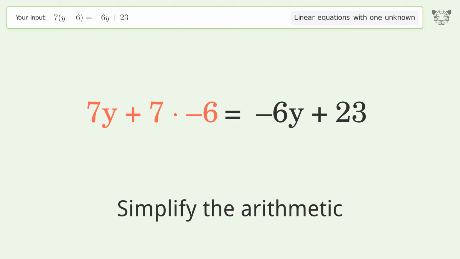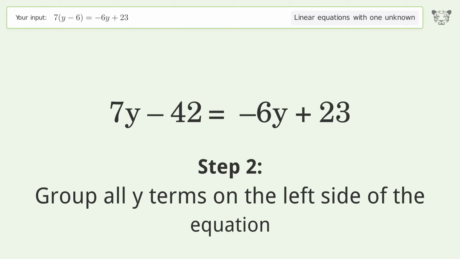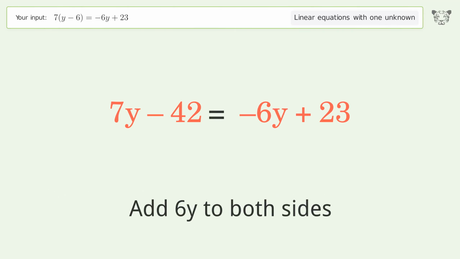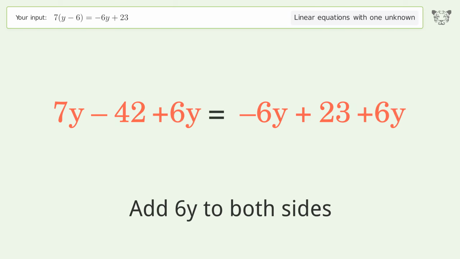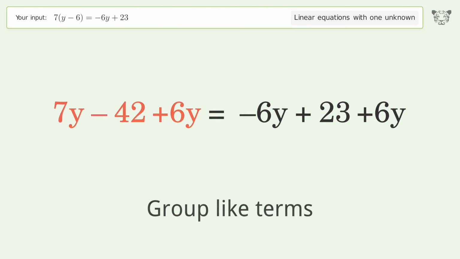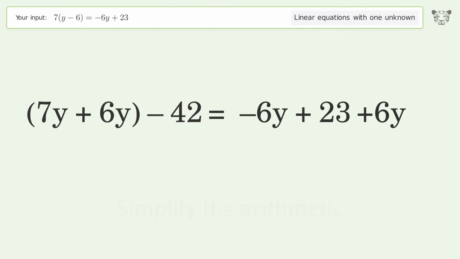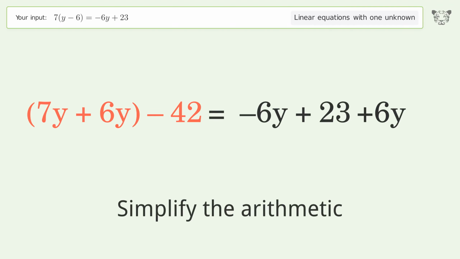Simplify the arithmetic. Group all y terms on the left side of the equation. Add 6y to both sides. Group like terms. Simplify the arithmetic.